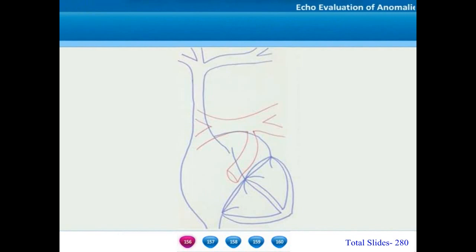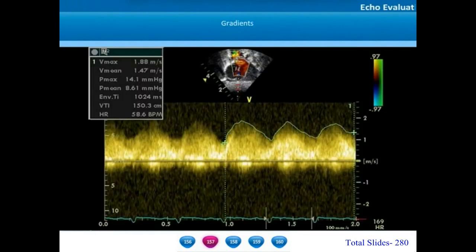If we have to demonstrate it in the form of a cartoon, we find all the four pulmonary veins draining into a good sized common chamber or confluence. However, as it enters the coronary sinus, the entry point into the coronary sinus is tightly narrowed. On a spectral Doppler recording, we are able to appreciate the gradients at this level. We record a mean gradient of around 9 millimeters of mercury in this particular example of obstructed TAPVC.